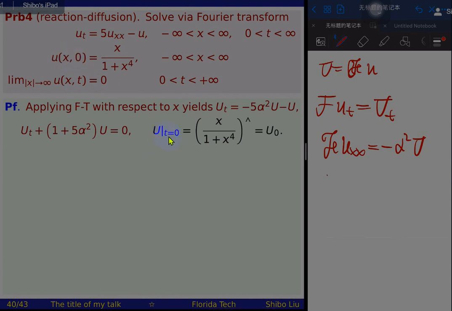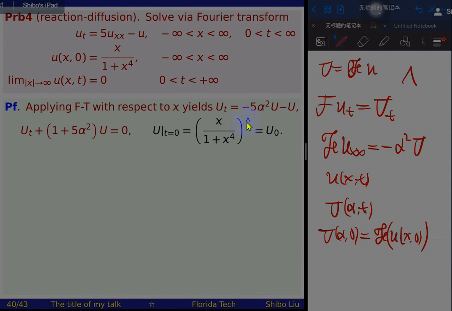We know that our function is small u(x,t). After Fourier transform, you have capital U(alpha,t). But when t equals 0, U(alpha,0) equals the Fourier transform of small u(x,0), which is just the Fourier transform of x divided by 1 plus x to the 4. I use this hat notation to denote the Fourier transform.